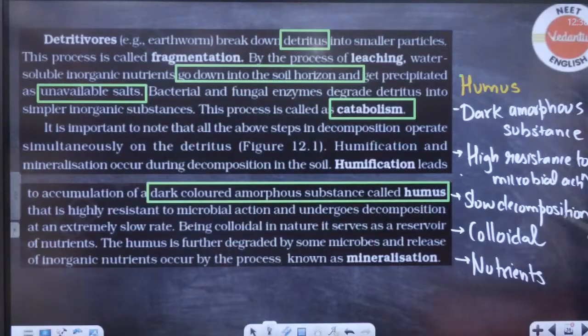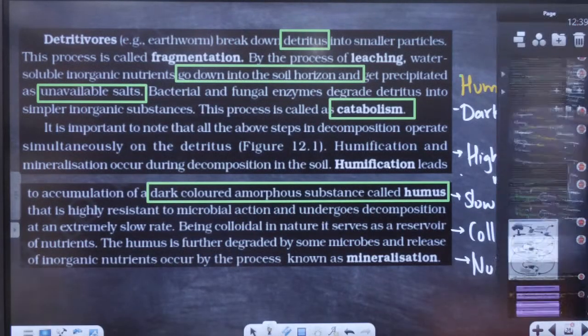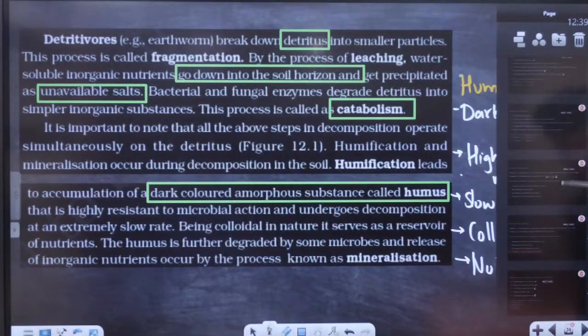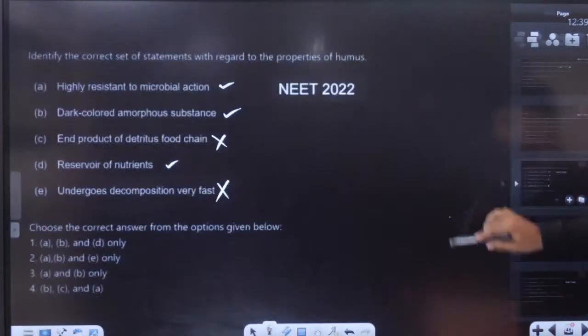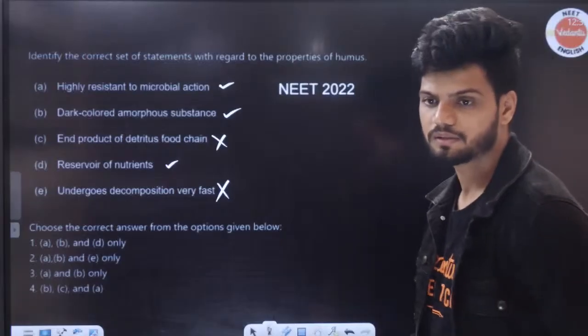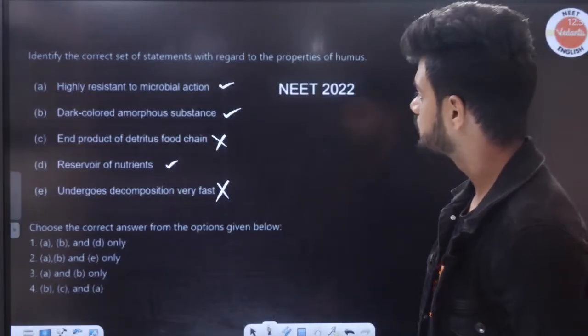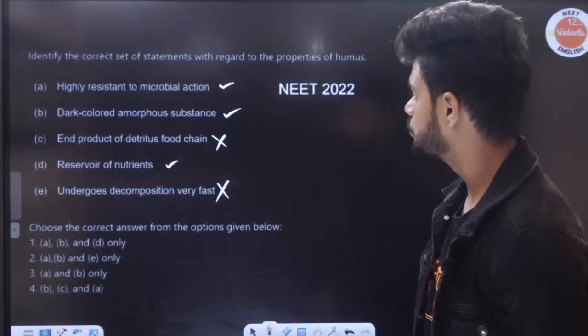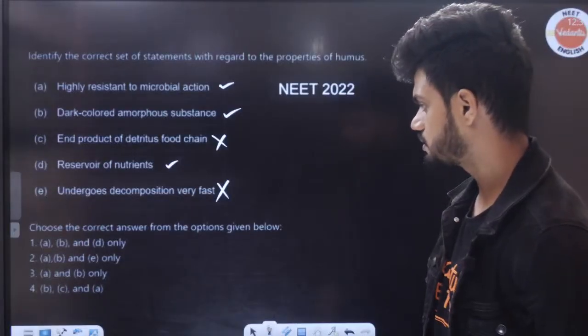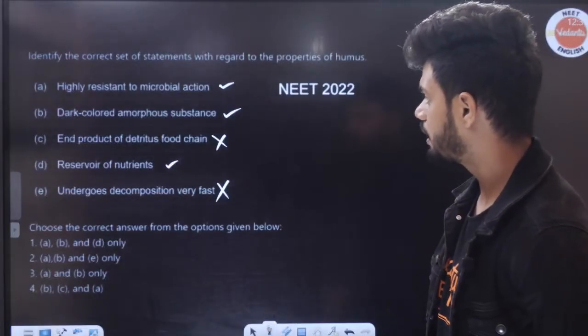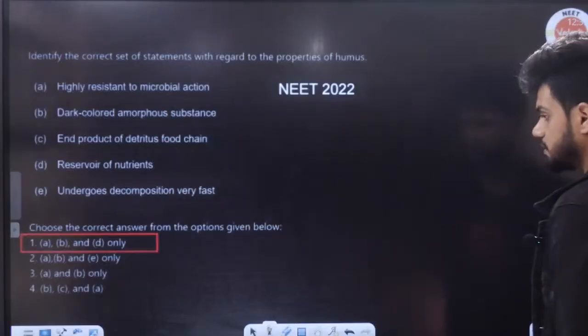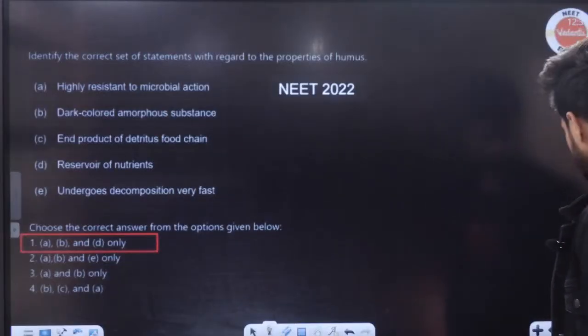Slow decomposition, colloidal, nutrients, resistant to microbial action, dark amorphous substance. What is the answer? Tell me now. The answer is going to be 1, 2, 3. That is A, B, and D. 1 is the answer.